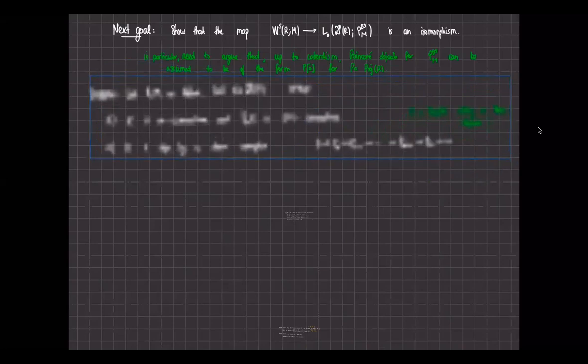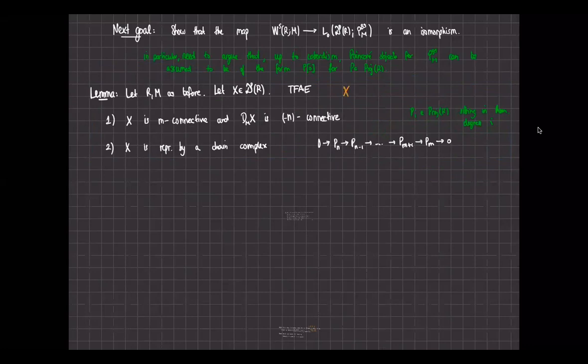Okay. So first we need the following lemma, which says that if you take a ring and an invertible module with involution, as always, then the following two statements are equivalent. Namely, firstly, X is m connective, and its dual is minus n connective. So let me remind you that X is m connective. That just means that, well, if we think about it as chain complexes, then the ith homology group of X is 0 if i is less than m.